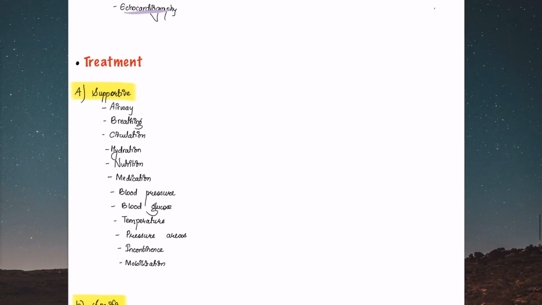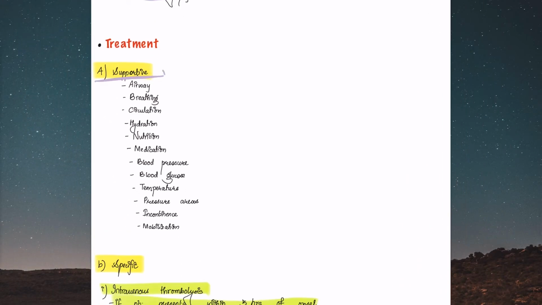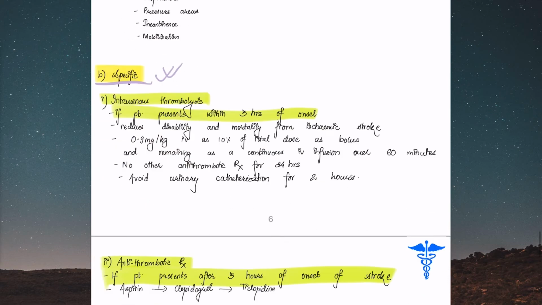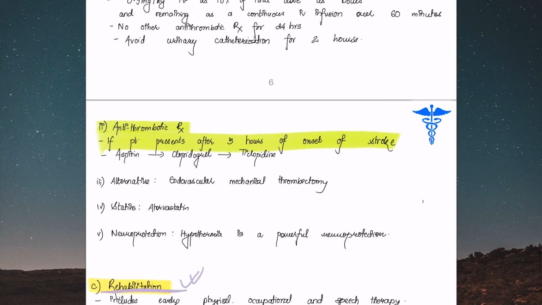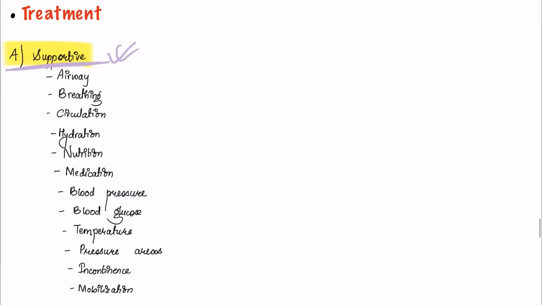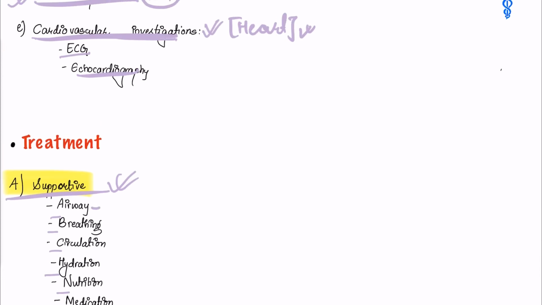Talking about the treatment, it is divided into three types, that is supportive treatment, specific treatment, and rehabilitative treatment. Now let's talk about supportive treatment. Talking about the airway, bedside examination can be done, and the patient is kept nil per oral if the swallowing is unsafe or aspiration occurs. In breathing, we need to check the respiratory rate and the oxygen saturation and give oxygen if the saturation is less than 95%.